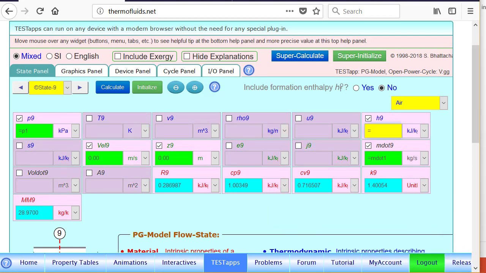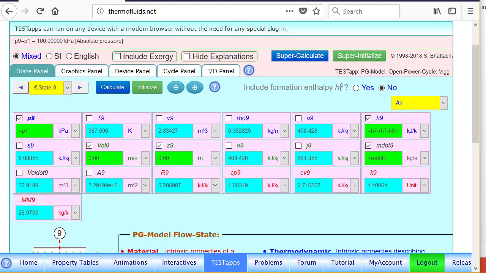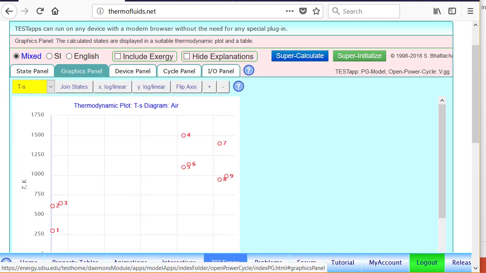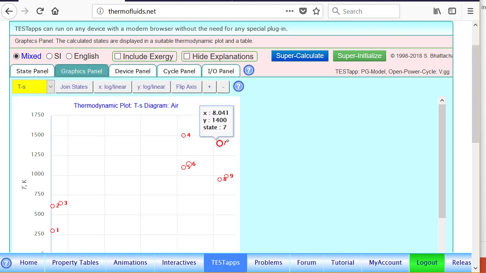For state 9, I have already entered P9, m dot 9, and now H9, according to my isentropic formula, is H7 minus H8 times efficiency of the second turbine, T2. So if this is correct, I should get state 9 correctly. And if you go to the graphics panel, they should now make sense. 4, 5, 6, 7, 8, 9, exactly as we expected.